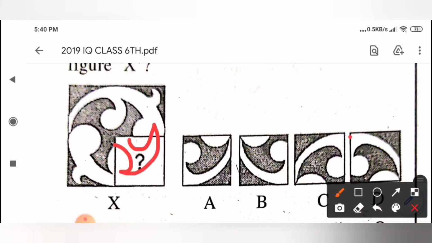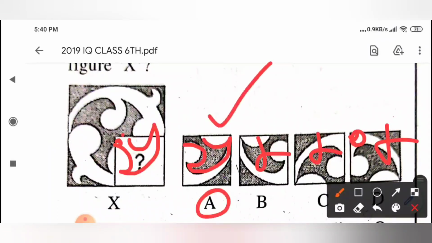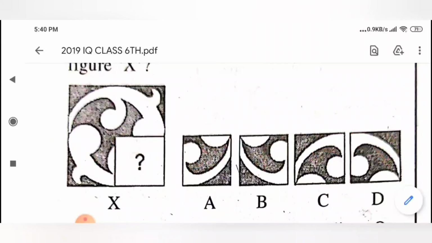We have to match this part here. So this is not the option. This is also not the correct option. This is also not the correct option. Yes, this one correctly matches. This exactly fits here. So option A is the correct answer. So figure A matches in the question mark.